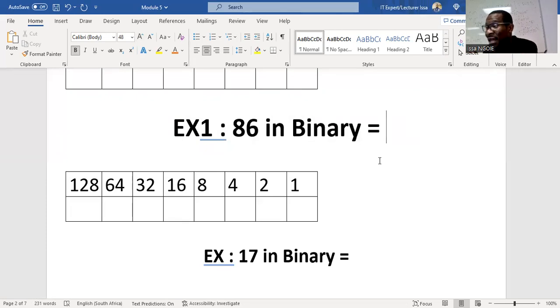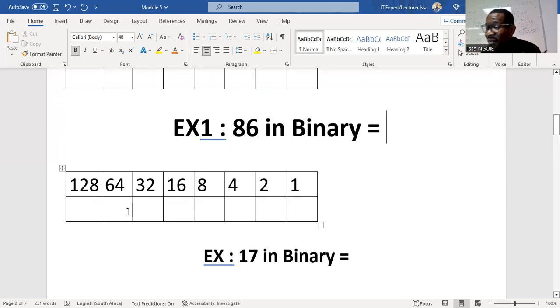Because the computer cannot see that 86, there's a conversion that will happen, right? Now, how to convert this 86? This 86 is a decimal number for us. Now we want to convert it to binary, right? Now you go to your table here. How to get 86?